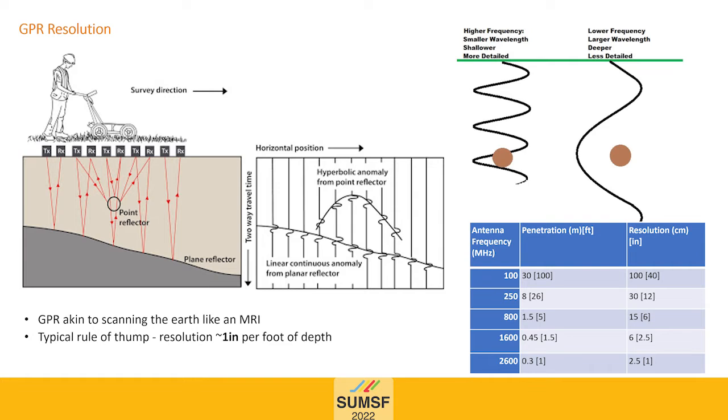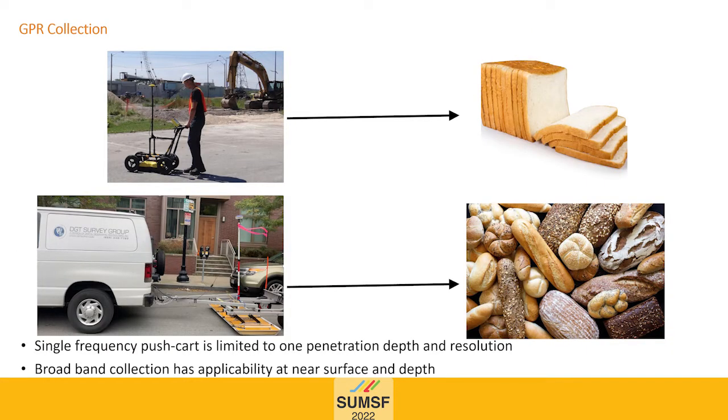The other aspect of GPR that we have to think about is the frequency. So really high frequency waves don't penetrate as deep, but they can sense smaller things than really long wavelength, low frequency waves, which can penetrate deeper into the earth, but don't have quite as much resolution. The usual way we see GPR used is with these push carts, and they're very useful. They definitely have their utility, especially in places where it's hard to fit a bigger unit.